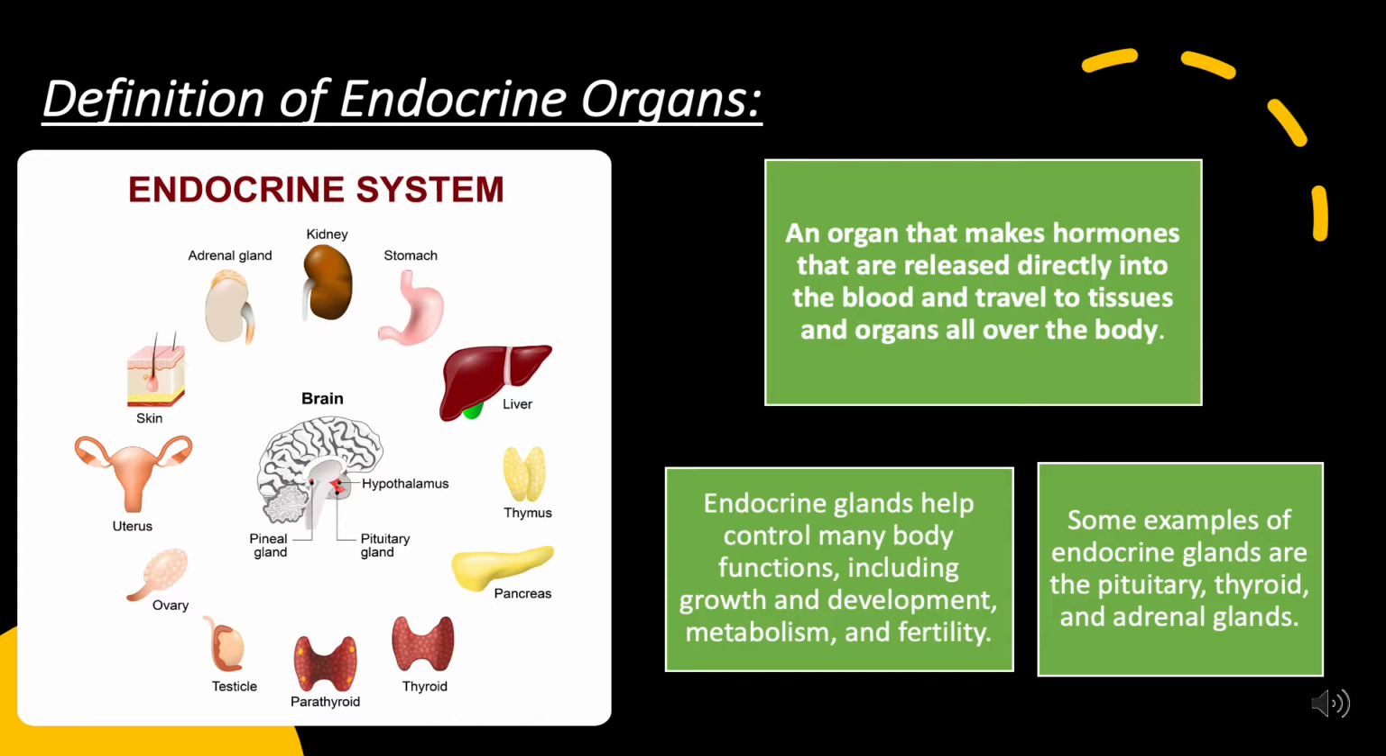An endocrine organ makes hormones that are released directly into the blood and travel to tissues and organs all over the body. Endocrine glands help control many body functions, including growth and development, metabolism, and fertility. Some examples of endocrine glands are the pituitary, thyroid, and adrenal glands, and the diagram shows different endocrine organs.